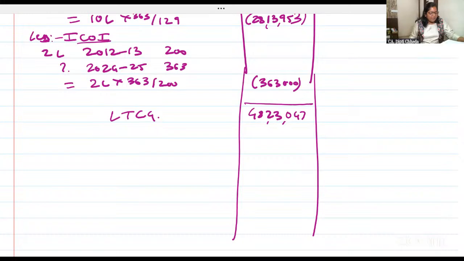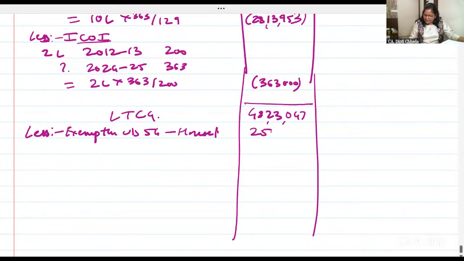Now you have acquired another house. So less exemption under section 54. House purchased. You have acquired another house for 25 lakhs. Investment in new house or capital gain, whichever is lower. So 25 lakhs. And additionally, still capital gain is coming. So under section 54EC, you have purchased NHAI, REC, जो भी है, bonds. 20 lakhs.